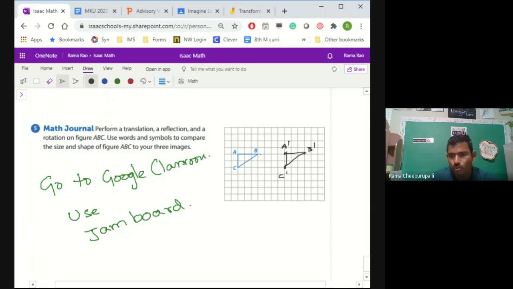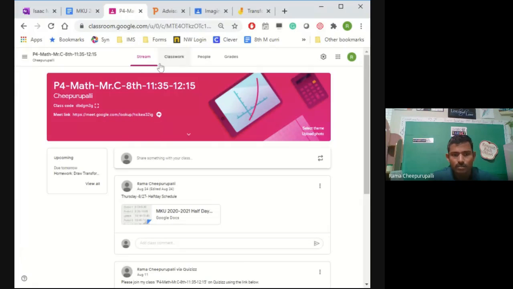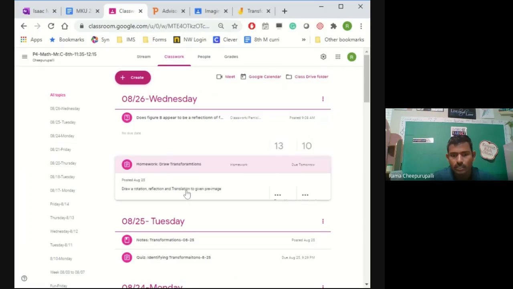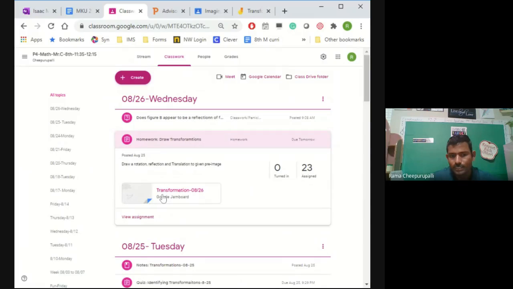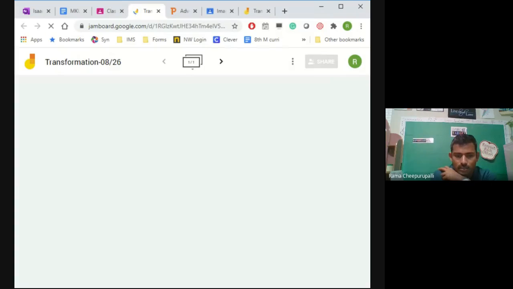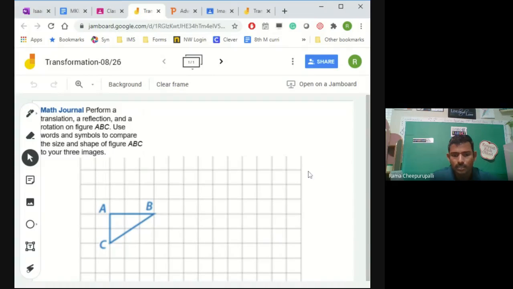What I want you guys to do is go to the Google Classroom. I'm going to show you so you can have an idea. If you go to the Google Classroom, go to classwork. And if you see the homework of the draw transformations, you will see a Jamboard in there. You click on this Jamboard and it will open. I want you to create the same one I just mentioned to you.